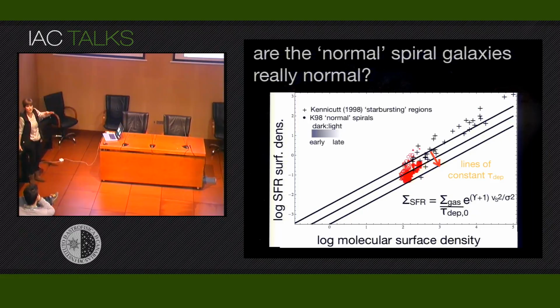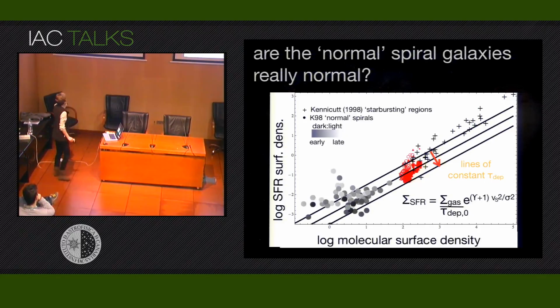So, not surprisingly, all the points in M51 that come from the regions of low streaming motion sit in very good agreement with the starbursts. And it's only those points that have the large streaming motions that sit at much longer gas depletion times. So how does this compare with other normal galaxies, normal spiral galaxies? Well, now I've added these points, and they're grayscale color-coded by morphology.